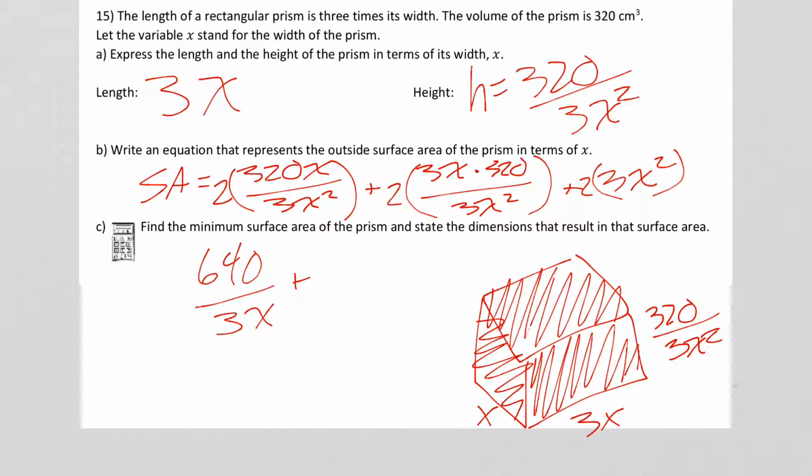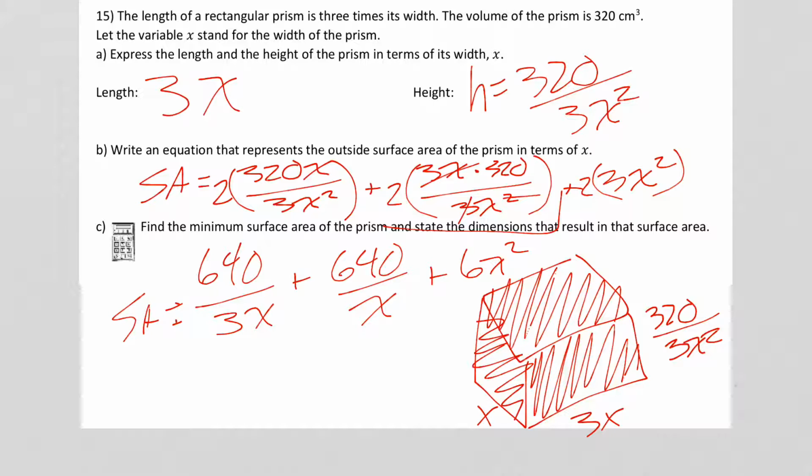plus, notice in that next term, I have a 3x over 3x squared. That just leaves x down there. So I have 2 times 320 is 640 over x, plus 2 times 3x squared is 6x squared. So there is my surface area equation.